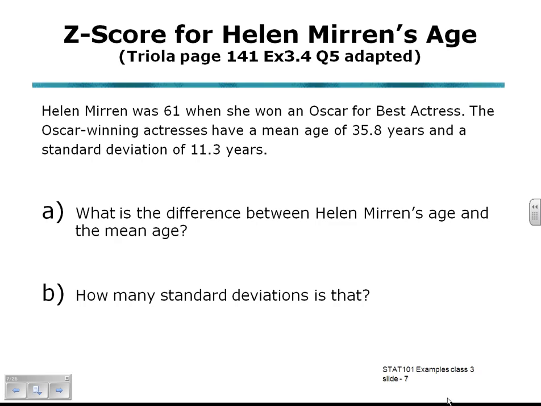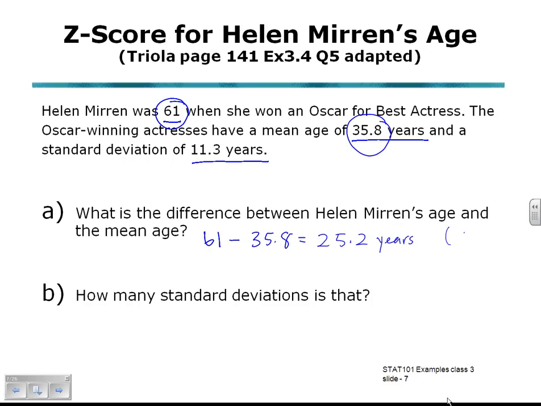In this example, from Triola, Helen Mirren was 61 when she won an Oscar for Best Actress. The Oscar-winning actresses have a mean age of 35.8 and a standard deviation of 11.3. So A, what is the difference between Helen Mirren's age and the mean age? Helen Mirren's age was 61 when she won her Oscar. The mean age, X bar, is 35.8. So subtracting 35.8 from 61 gives us a difference of 25.2 years.